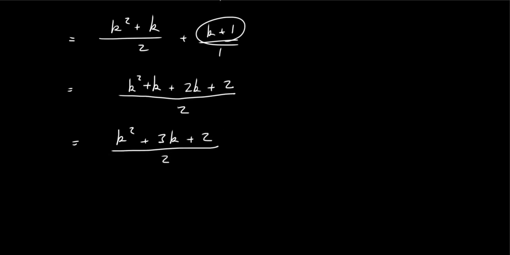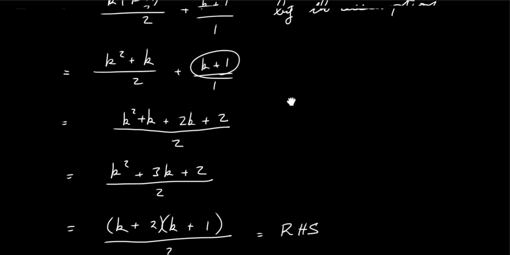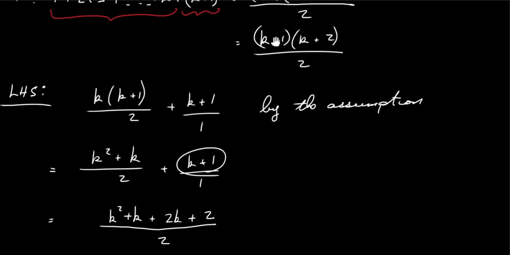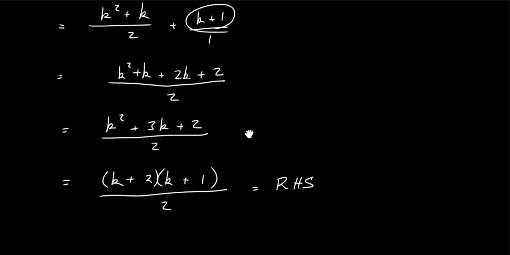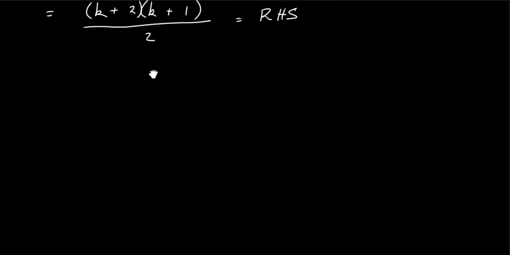We can factorize the top. So that becomes k plus 2 times k plus 1. That works. And that's equal to the right hand side. If we have a look up here, our right hand side is k plus 2 times k plus 1 over 2. So we've shown that the left hand side is equal to the right hand side. So now we just need to write the final statements then.